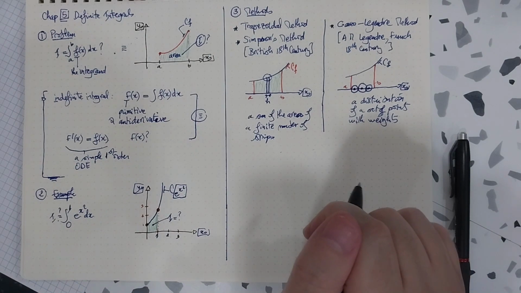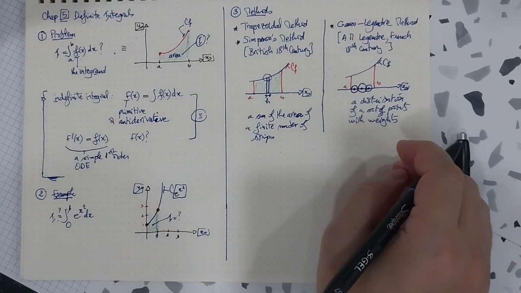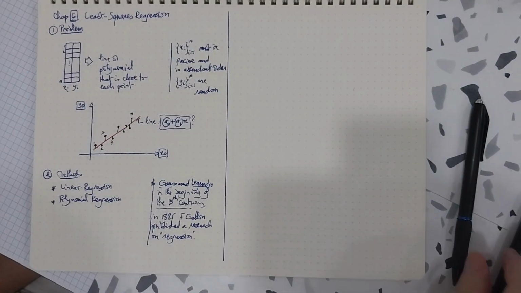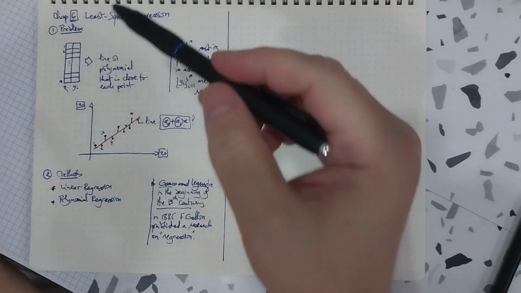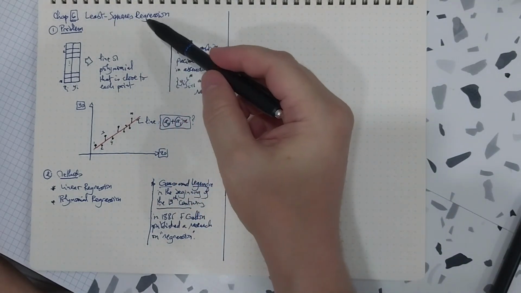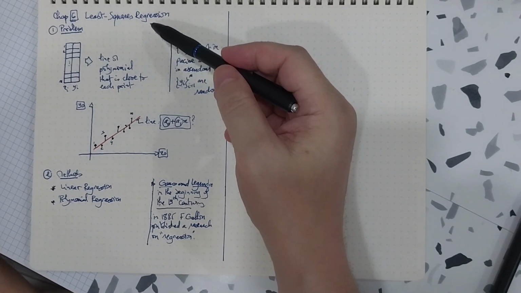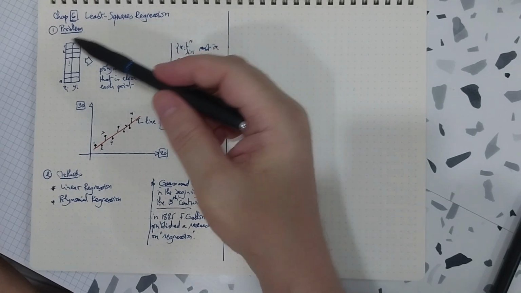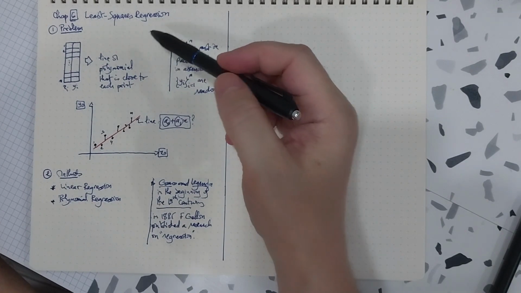Now let us move on to the last chapter, chapter 6. So, chapter 6, least squares regression. This topic is close to interpolation, but at the same time completely different.